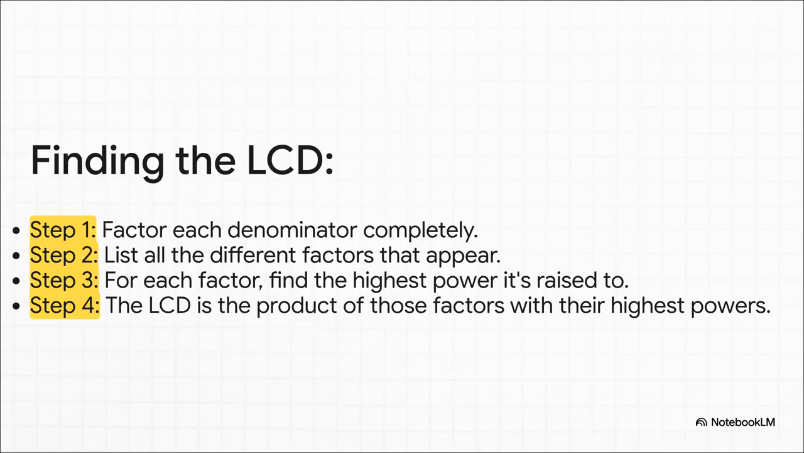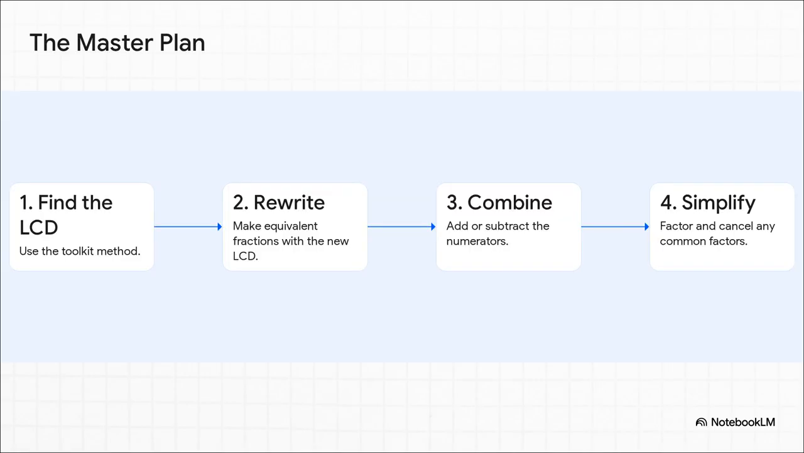Now, what's really cool about this is that it turns a complicated idea into a simple recipe. You don't have to guess, you just follow the steps. First, factor everything to see what the building blocks are. Then list every unique block you see. Find the biggest pile of each block from any one denominator. And finally, multiply them all together. That's it.